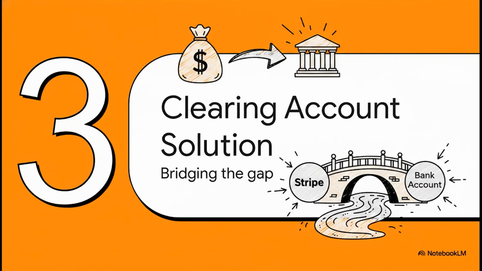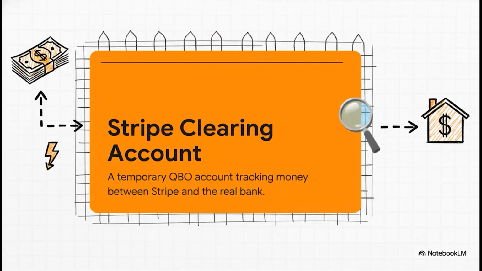So, how do we fix it? That's Section 3, the clearing account solution. This is how we bridge the gap. The highly recommended method to handle this workflow is using what's called a Stripe clearing account. Basically, this is just a temporary account you set up in QuickBooks Online. Its entire job in life is to track your money while it's in transit between Stripe and your actual real bank account. Think of it like a temporary holding pen. The customer's payment enters this account, the fee is pulled out of this account, and only the leftover remainder moves onto your checking account.